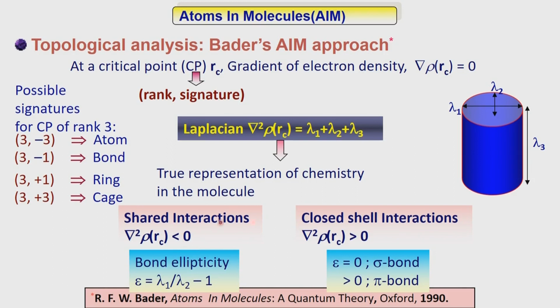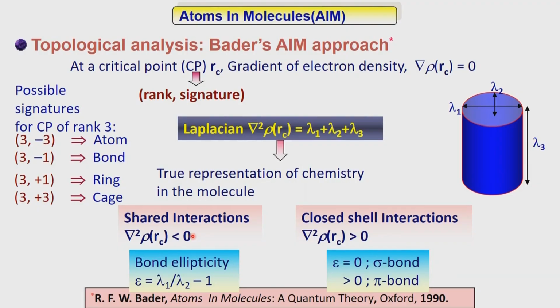it represents that the two atoms involved are sharing the electrons. It is a covalent bond. What is defined as a covalent bond by Linus Pauling is exactly the fact that the del square rho c is less than 0. If del square rho c is greater than 0, it represents closed shell interactions.